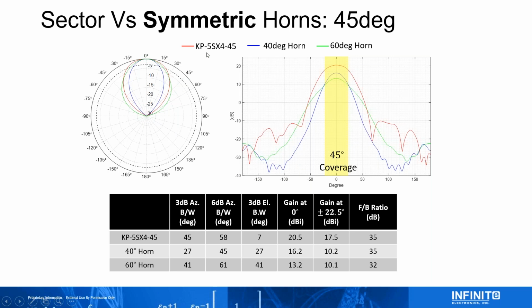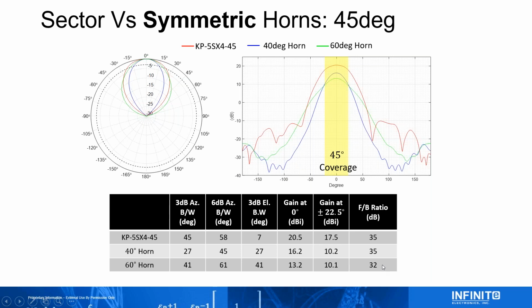You can see our side lobes of the 45-degree sectors is actually very nice, much better than the 60-degree horn. We can't really compare to a 40-degree horn because it's, like I said, smaller beam width. But in any case, very good front to back. If I look at the front to back ratio, we're on par with both horns and better than the 60-degree horn, which you're comparing to.